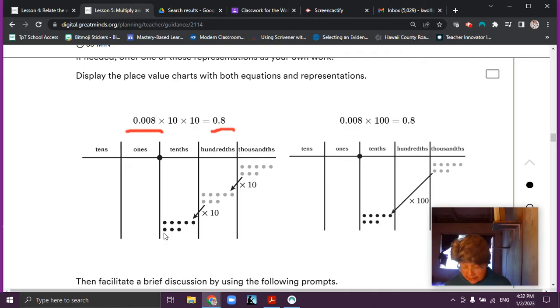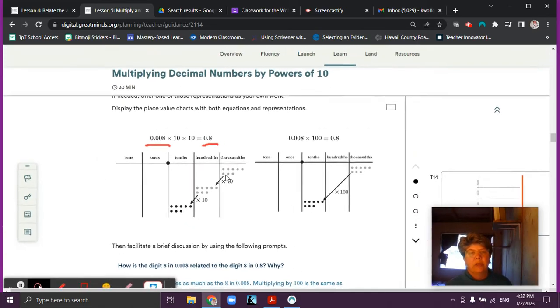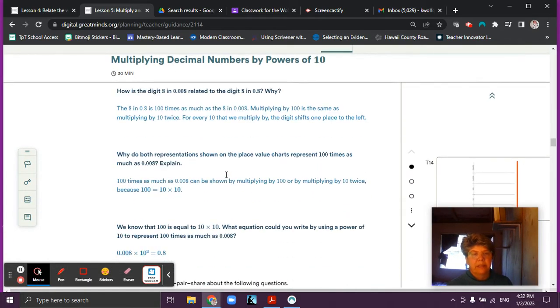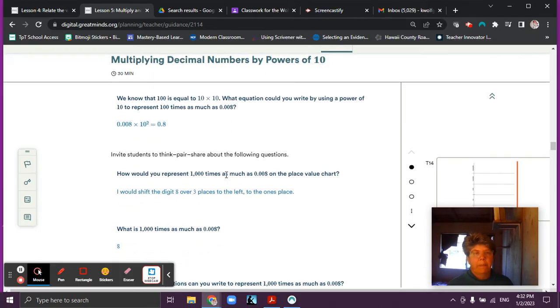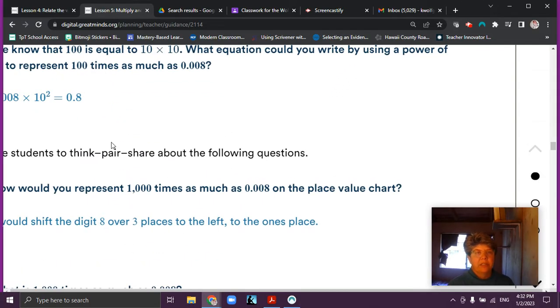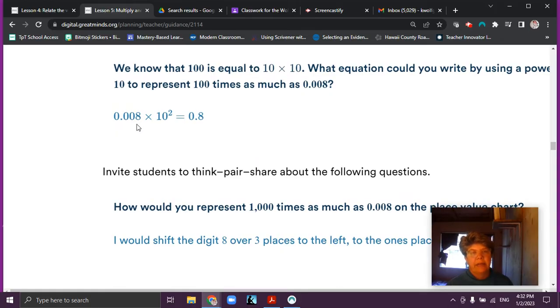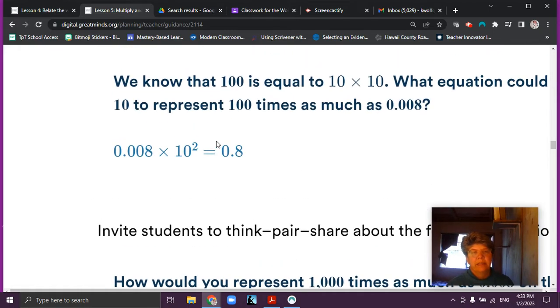We know that 100 is 10 times 10, and we already have our equations there, right? Could we write an equation using an exponent? Let's see. Could we change it? Instead of 100, we could write 8 thousandths times 10 to the second power, right? So we can write it as 10 times 10, we can write it as 100, or we could write it as 10 to the second power because we are studying exponents, powers of 10. All right.